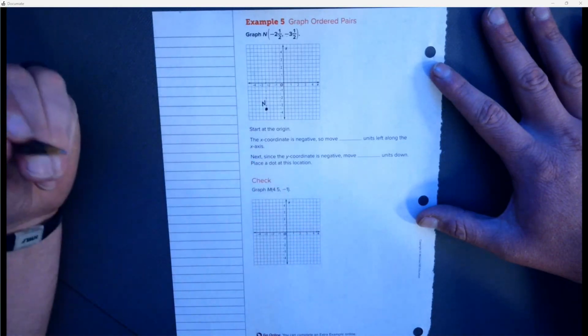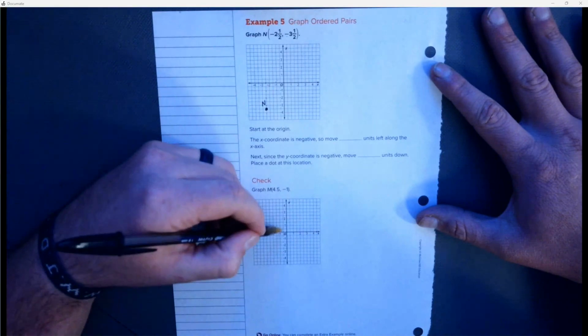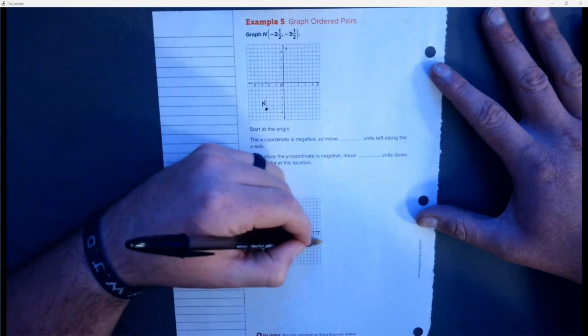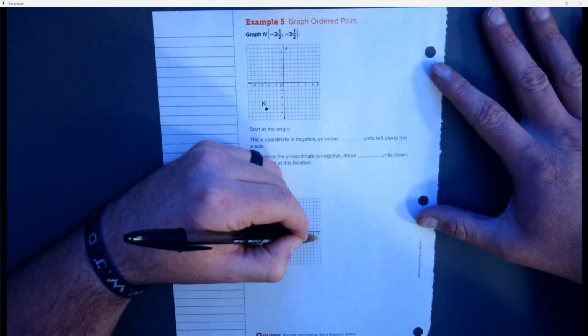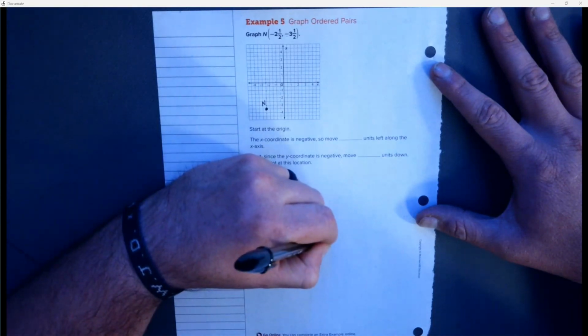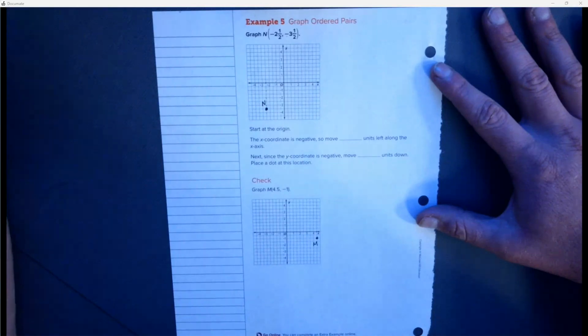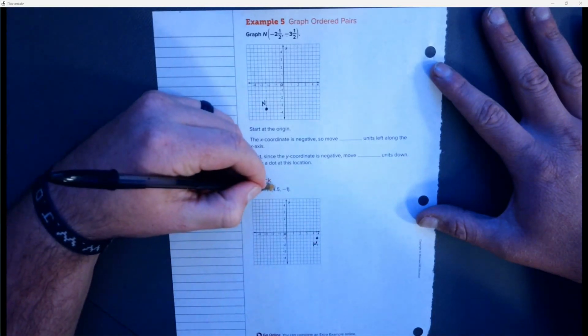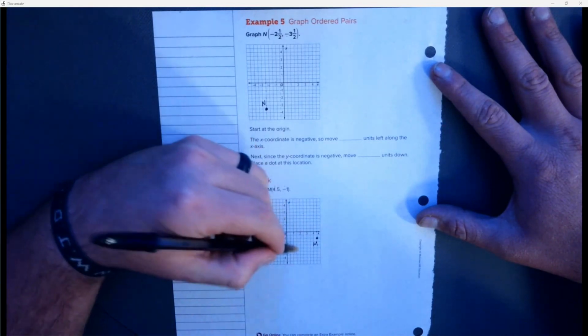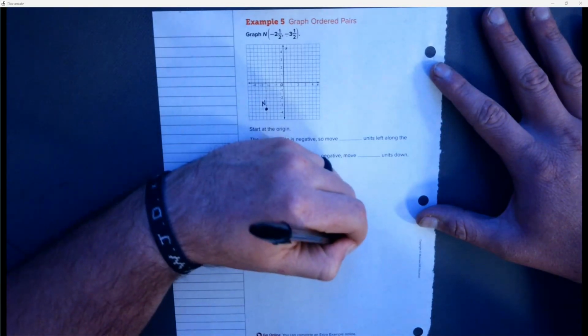And then -1 is our y. Since it's negative, we will go down on our y-axis. And there's -1. We can go ahead and just line them up. 4.5, -1. And we have graphed point M on our coordinate plane. Since it is a positive, negative, we know it is in quadrant 4.